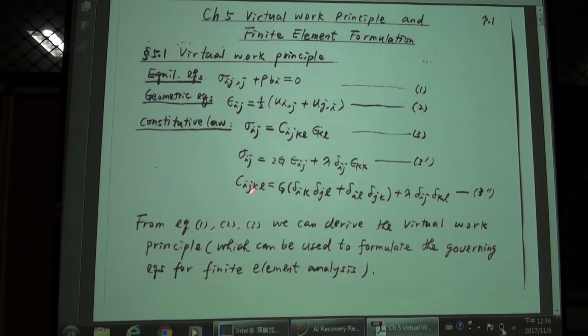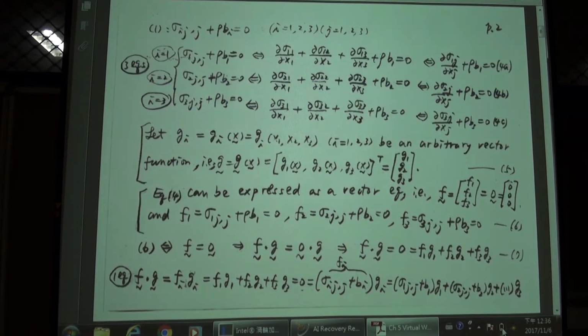But the geometric equation and the Constitutive Law will be used later when we talk about the finite element formulation. In this section, we focus on the virtual work principle. So what we need only is the equilibrium equation. This one, okay. Let me write the equilibrium equation here.